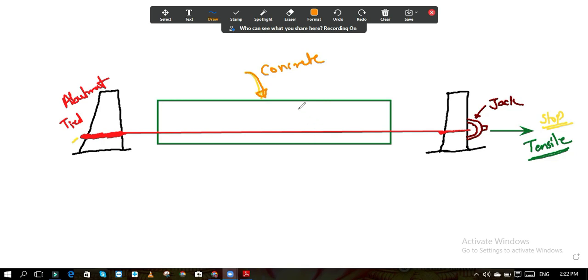Once this poured concrete is hardened and settled, up to now we have not cut anything. We have only removed the jack and stopped the tensile force that was applied. Once this concrete is hardened, we cut this reinforcement from this point, with the help of any cutter. Large machines are there to cut these bars.